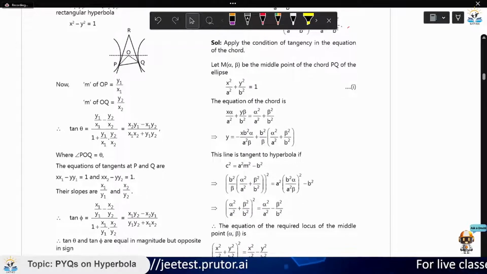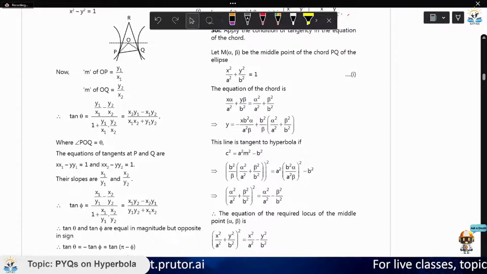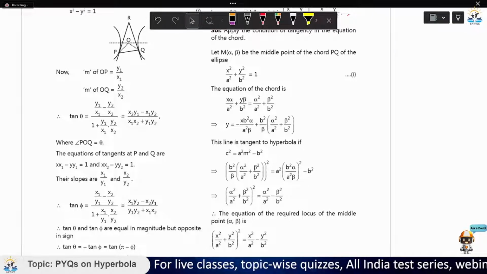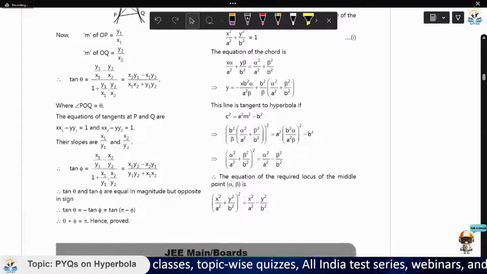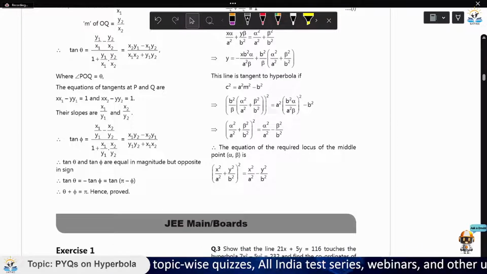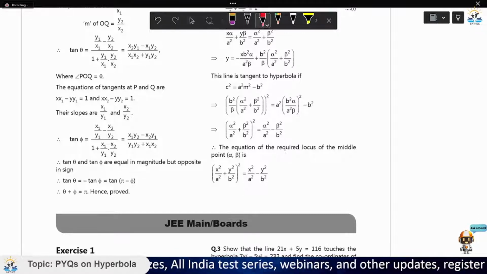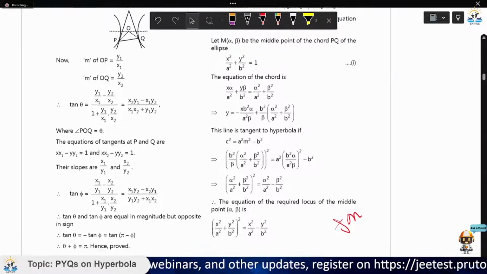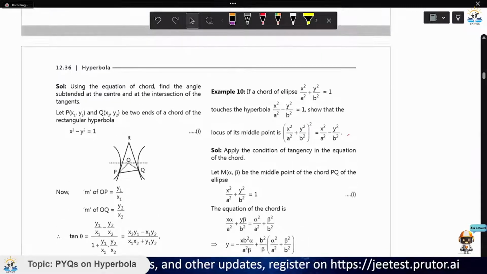And now to calculate the angle between the tangents, we calculate the equations of the tangents and get the slopes. So the slopes are x1 by y1 and x2 by y2. These are the two slopes. And when we have the slopes of these two tangents, calculating the angle between them is very easy. So we have two angles, tan theta and tan phi. To check whether they're supplementary, we see that tan theta equals minus tan phi, which is also equal to tan of pi minus phi. That directly gives theta equals pi minus phi, and that becomes supplementary.